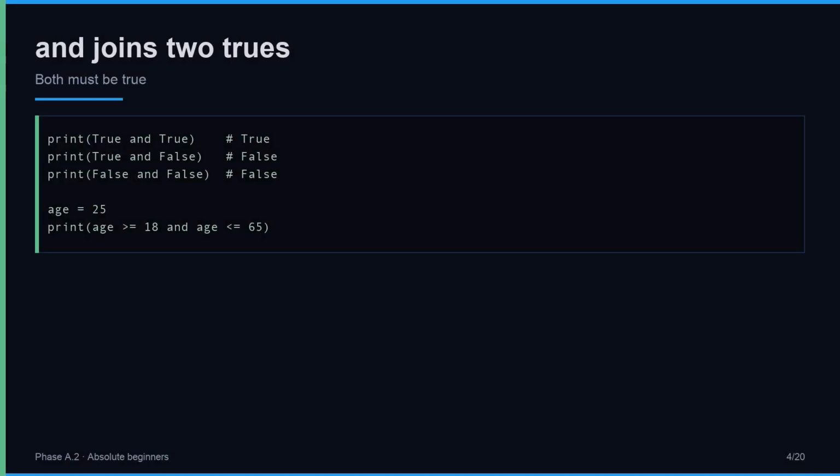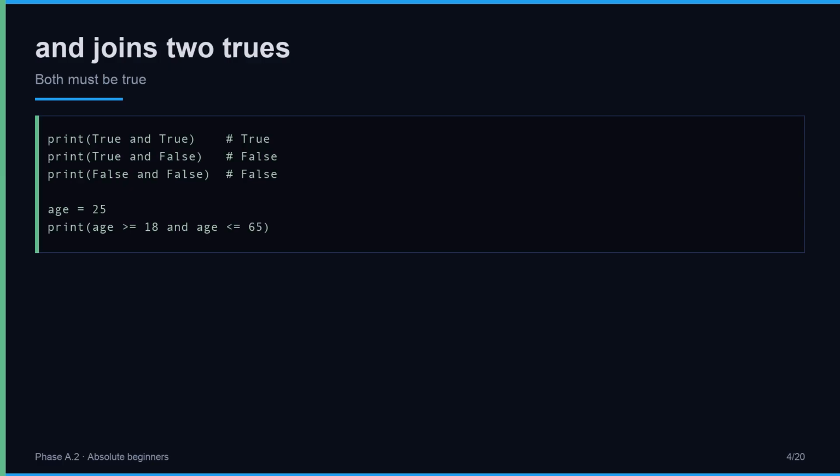Three families meet. The word and joins two bools and returns true only when both are true. True and true is true. True and false is false, because one side failed. False and false is false. In practice, age greater than or equal to 18 and age less than or equal to 65 is true only when age sits inside that whole range. Think of it as a strict bouncer: every condition must pass, or the whole thing is false.